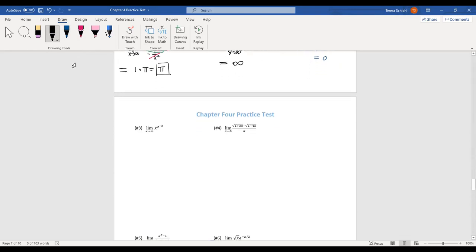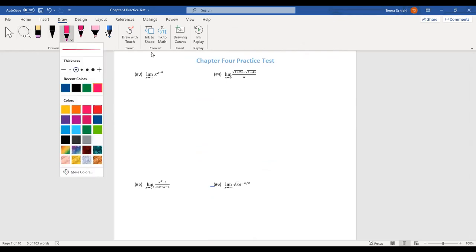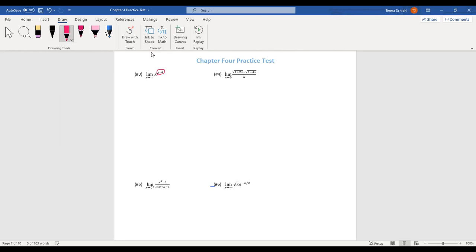Okay, now let's take a look at problem number 3 here. Let's see what this is going to approach. When x approaches infinity, e to the negative x is 1 over e to the x. So when x approaches infinity, this will approach 0. So this whole thing will approach infinity to the 0 power. And as we know, this is not a determinate form, right? So this is an indeterminate form.